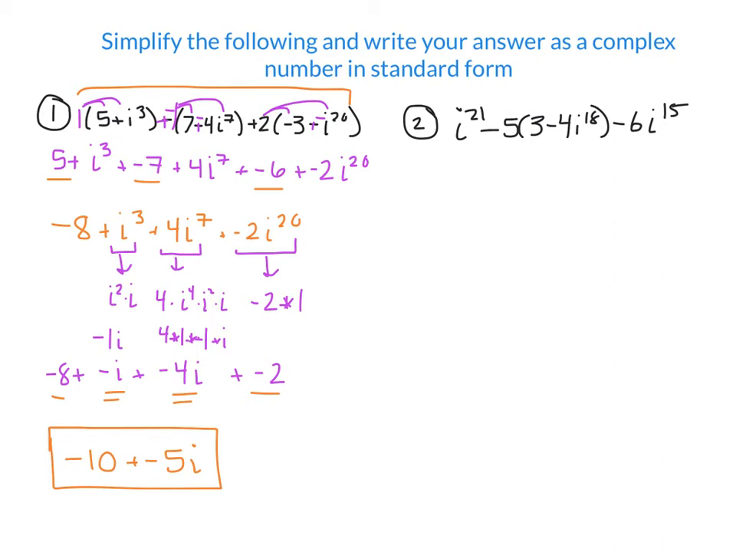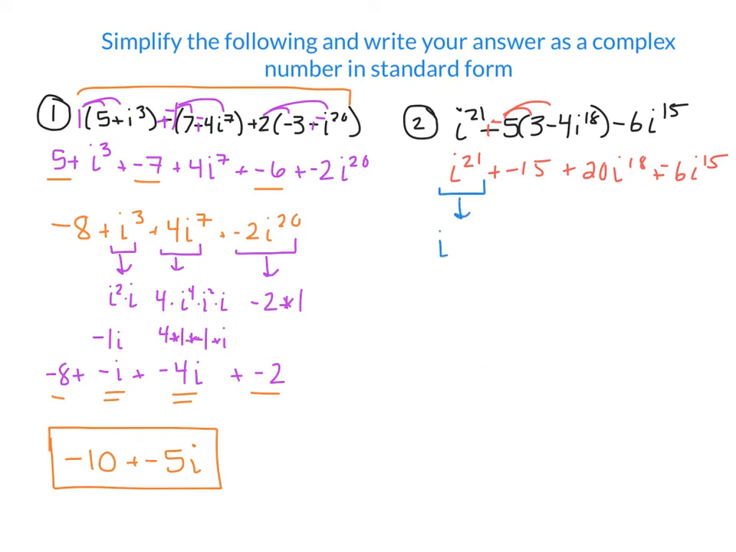So now here, let's take a look at number 2. So let's distribute that -5 to start. So here I have i to the power of 21 plus -15 plus 20i to the 18th minus 6i to the 15th. Then I'm going to use keep change here just so I don't make a sign error later on. So from here, I need to simplify all of these i exponents.